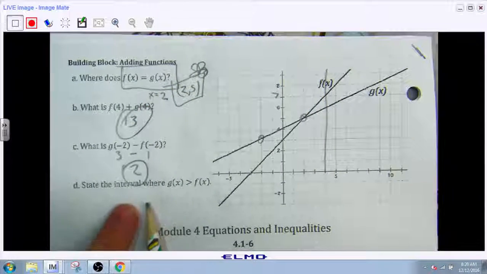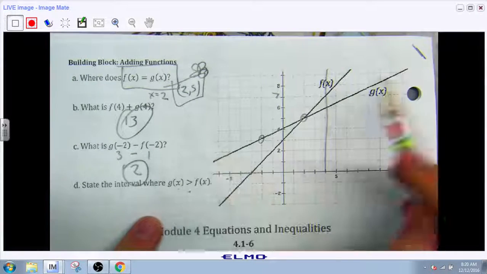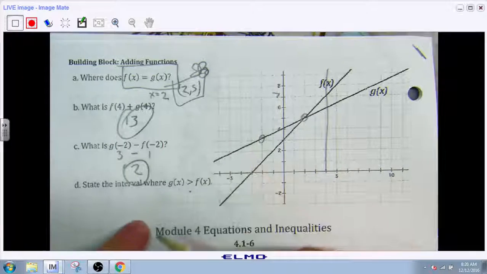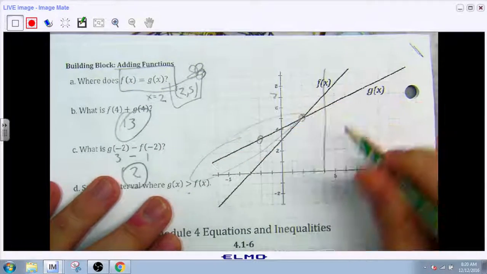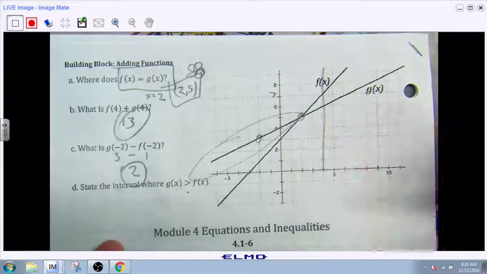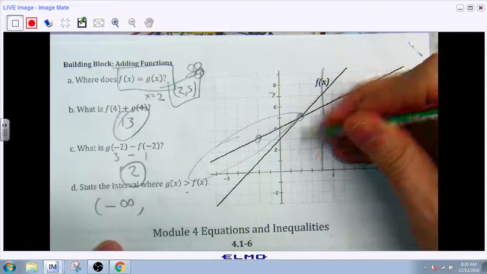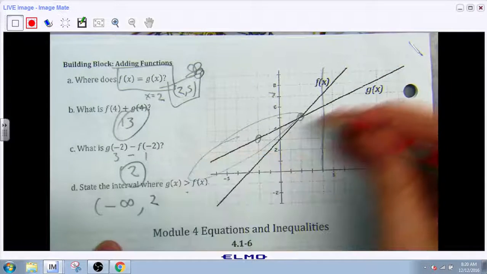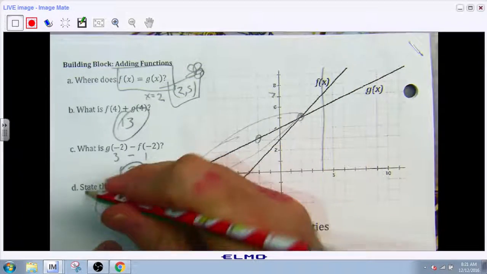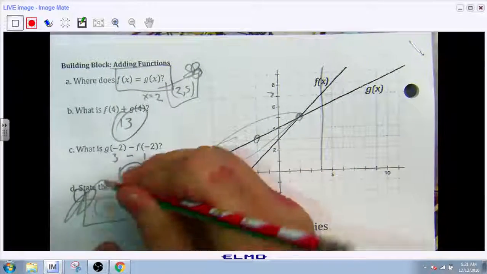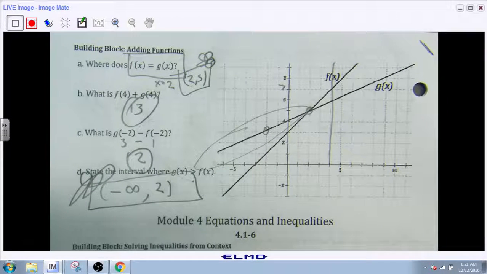And then state the interval where g of x is greater than f of x. Well, let's look at it. Where is it above f of x? It's above f of x here, and then it stops here, and this is where f of x starts to be above. So that'd be from negative infinity to 2, where it stops. At 2 they equal each other, so it's going to be a parenthesis, not a bracket, because they're not greater there. Beautiful.